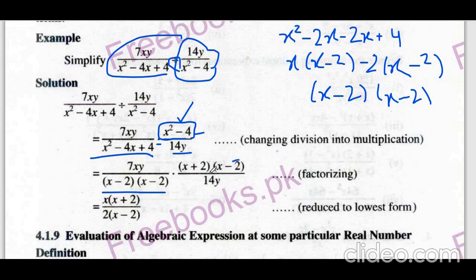Like this, x minus 2 cancels with this one, and this y cancels with this y. And 7 times 1 is 7, 7 times 2 is 14. In the numerator we get x and x plus 2, and from the denominator we get x minus 2 and this 2. Now this is the lowest form of the rational expression. This rational expression is reduced to the lowest form.